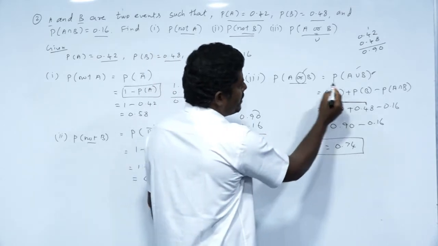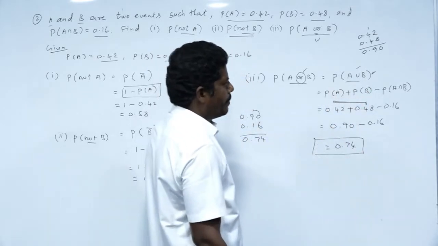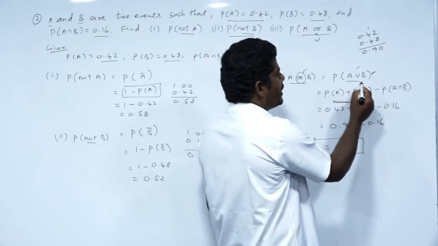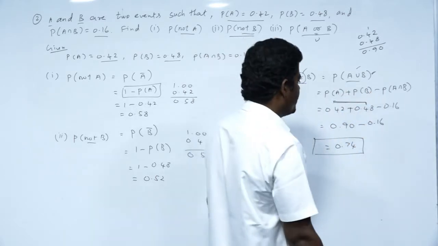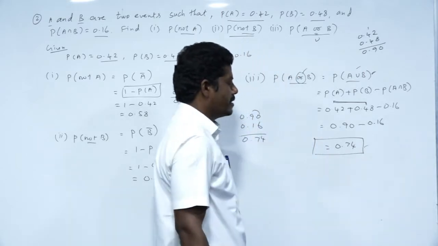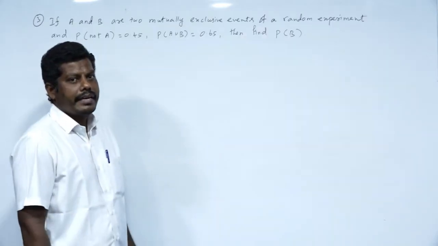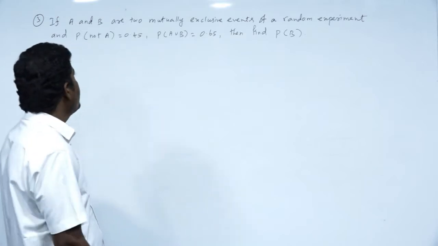Probability of A or B is nothing but probability of A union B. So we know the formula: probability of A union B is equal to probability of A plus probability of B minus probability of A intersection B. Understand, my dear students? The answer is 0.74. Okay. Next we are going to discuss question number 3.